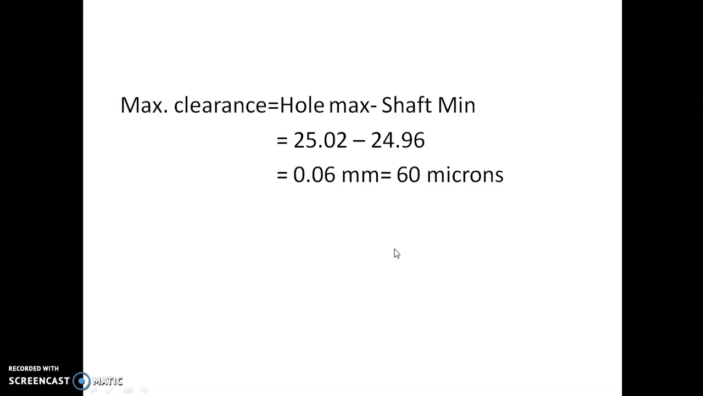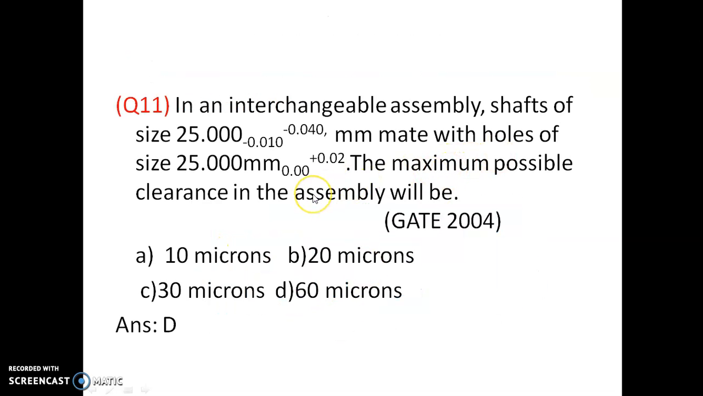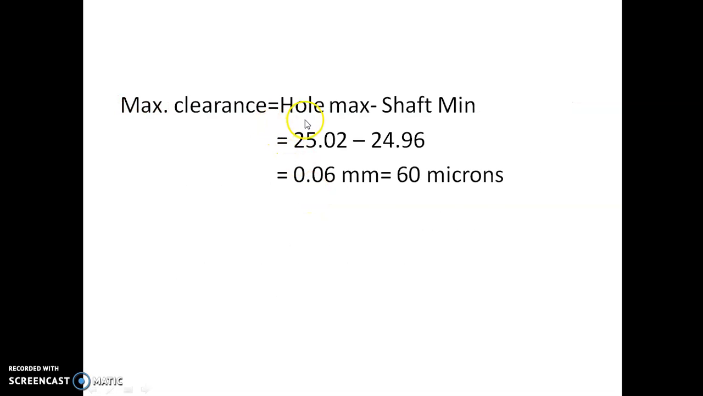The maximum clearance in the clearance fit is maximum hole minus minimum shaft. From the bottom, this is the minimum shaft and this is the maximum hole. The maximum hole minus minimum shaft is the maximum clearance. Maximum possible clearance is asked in the problem. So maximum hole minus minimum shaft.